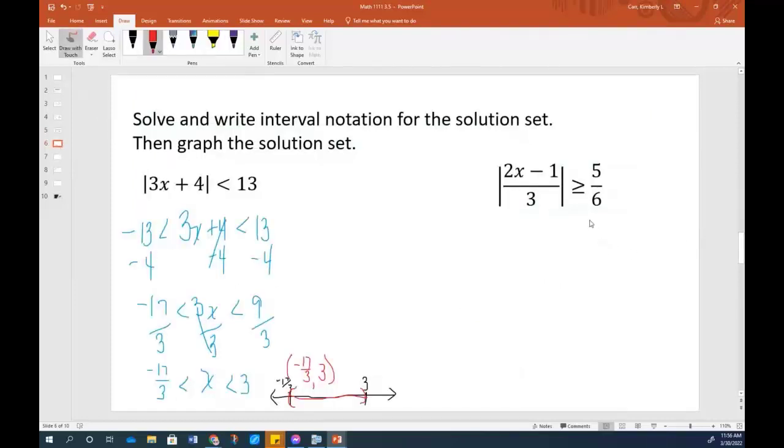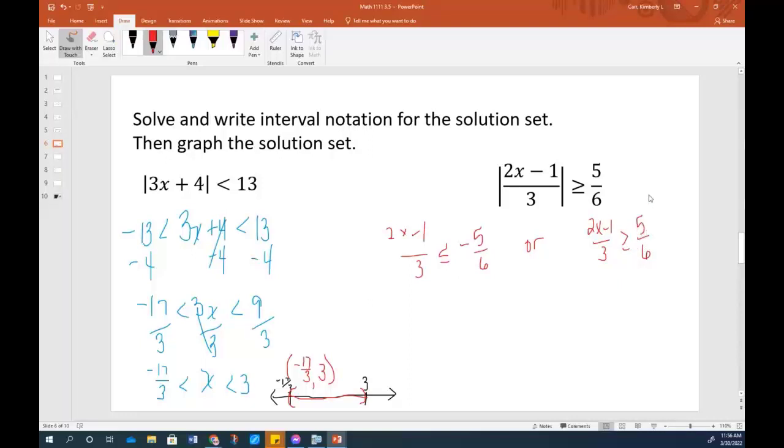One of them, the one that I'm going to put here on the right, will be exactly as written: (2x - 1)/3 is greater than or equal to 5/6. But my other possibility is that (2x - 1)/3 is less than or equal to negative 5/6, because you flip the inequality and change the sign there.